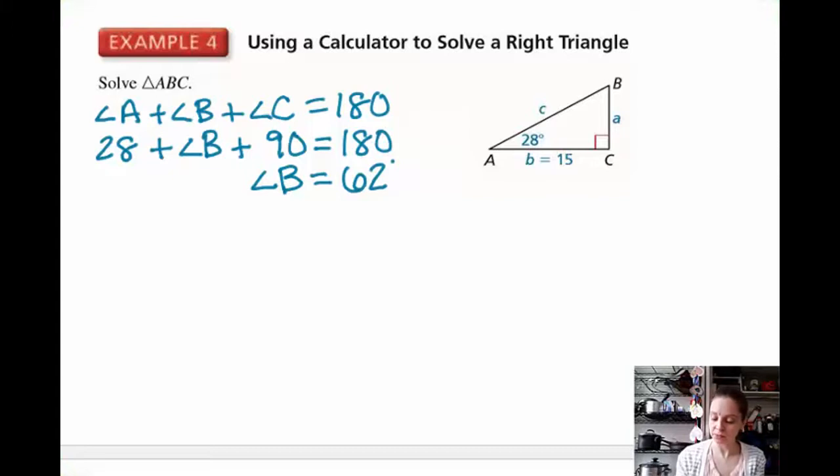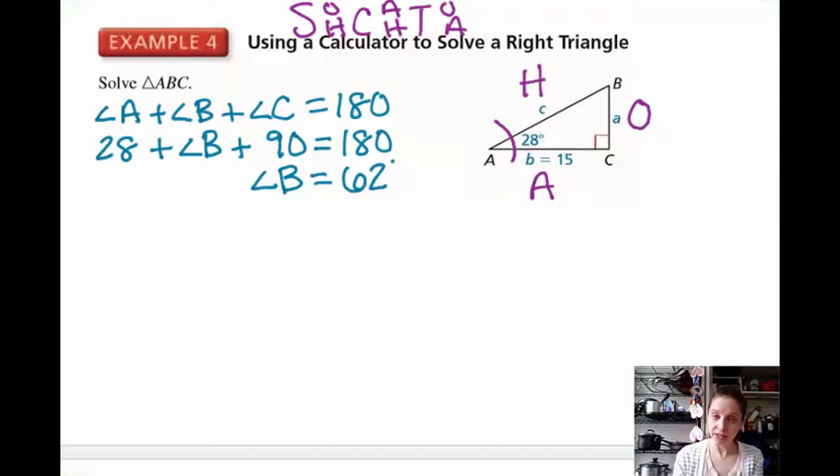Now we can look for the missing sides. We've got 2 missing sides. I'm going to use a reference angle of 28. We could have used 62 because we now know it. I prefer to stick with what we're given, which is 28. For 28, the opposite side is lowercase a. The adjacent side is b. And the hypotenuse is c. Let me write SOHCAHTOA. Some old horse came hopping through our alley.